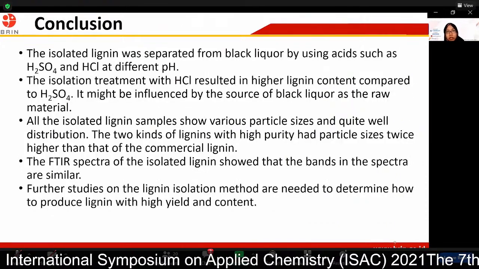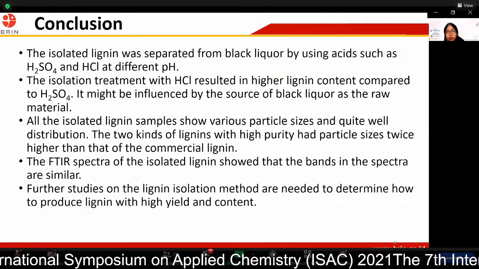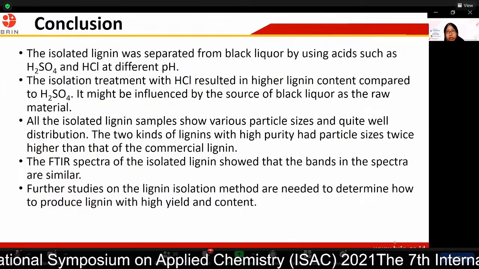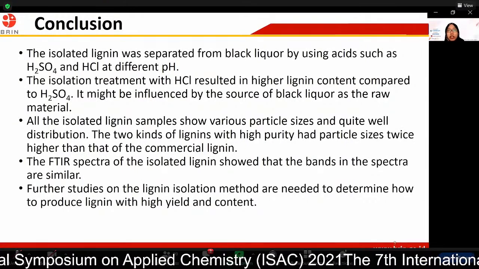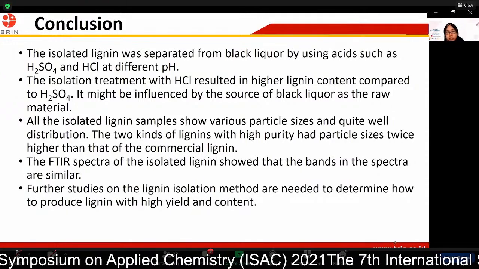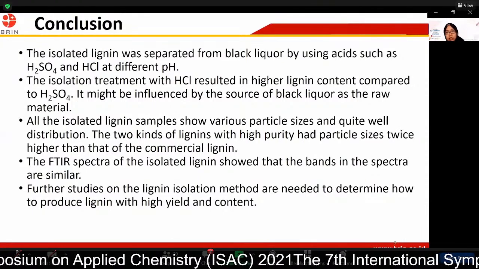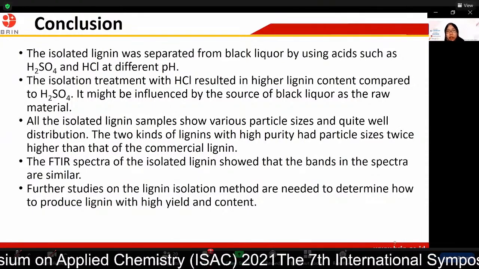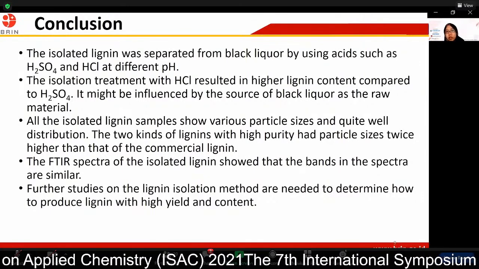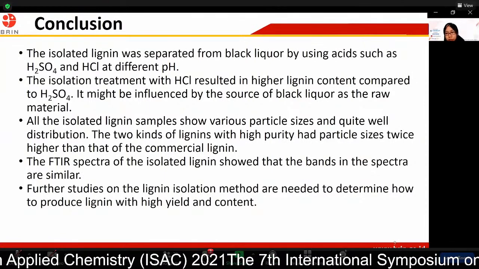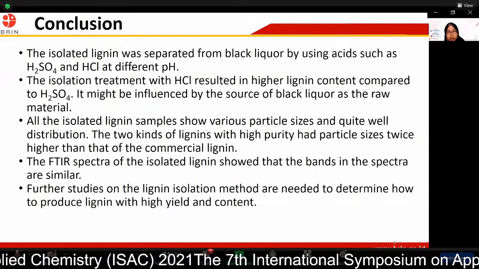And here is the conclusion, in which the isolated lignins separated from black liquor by using acids such as sulfuric acid and hydrochloric acid at different pH were successfully synthesized. And also the isolation treatment with hydrochloric acid resulted in higher lignin content compared to sulfuric acid, which might be influenced by the source of black liquor as the raw material, and also by the hydrogen bonding that occurs in the process.